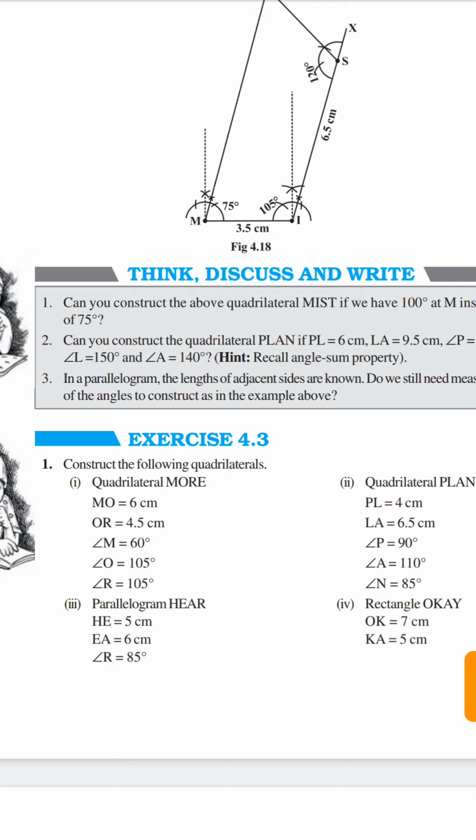The angular lines from M 60 degrees and from R 105 degrees both intersect at E. Now the quadrilateral is completed. MO is already drawn, OR is also drawn, and RE is joined, and ME is also joined. Thus we can draw a quadrilateral MORE.